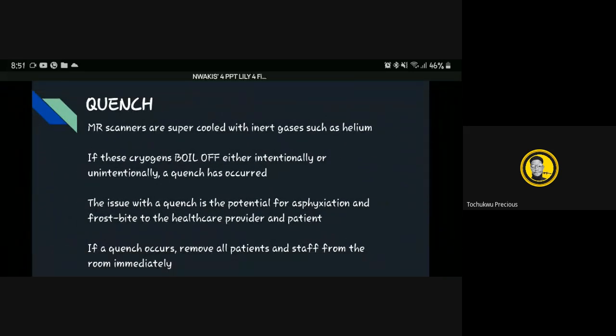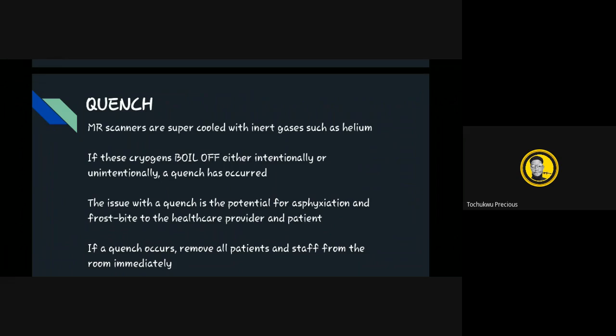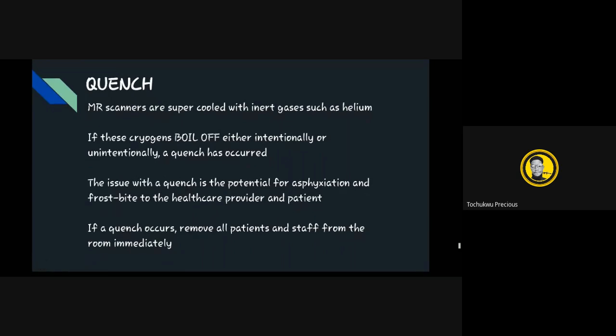So, quench, how do you manage quench emergencies? A quench emergency, or if you need to quench urgently, what do you do? So, MRI machines, like I've said before, are cooled with inert gases such as helium. So if these cryogens boil off, either by you initiating the quench or by a quench having occurred, the issue with a quench is that the helium is not really safe.